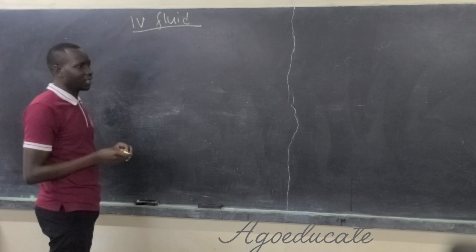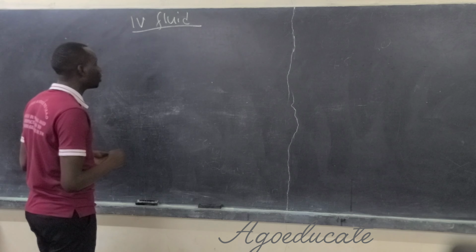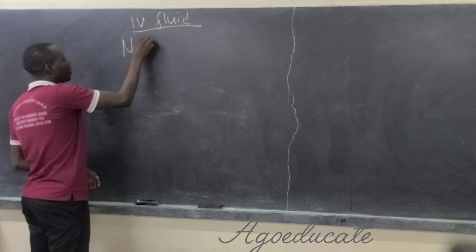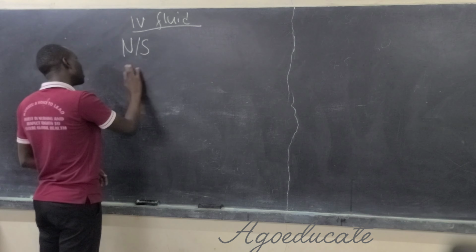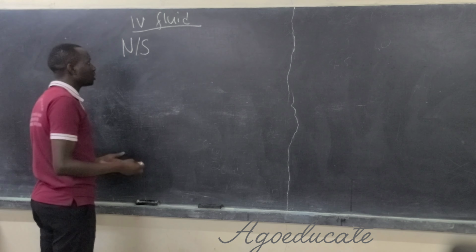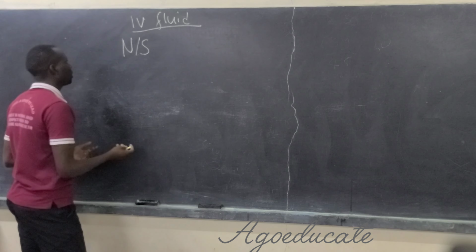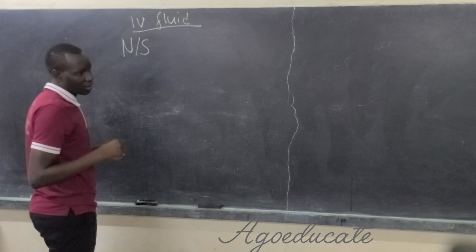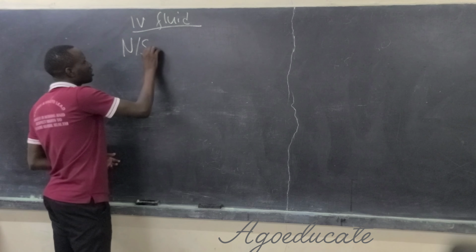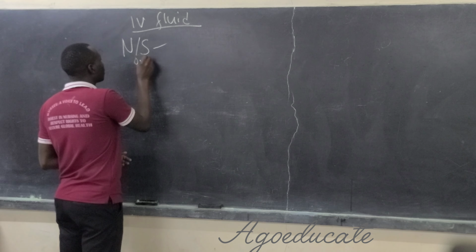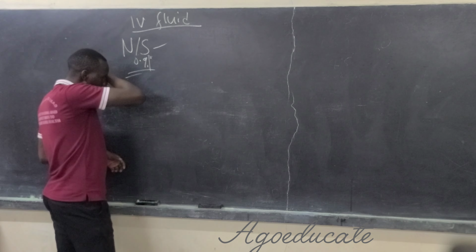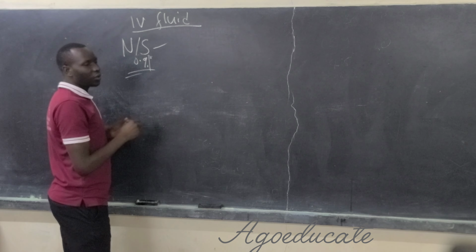We have others, but we're going to see the common IV fluids we use. Number one, we have normal saline. Normal saline comes in different percentages, such as 0.9 and 3, and their names also change according to their percentage. But now we're going to see 0.9% sodium chloride. Now, where do we use this fluid?